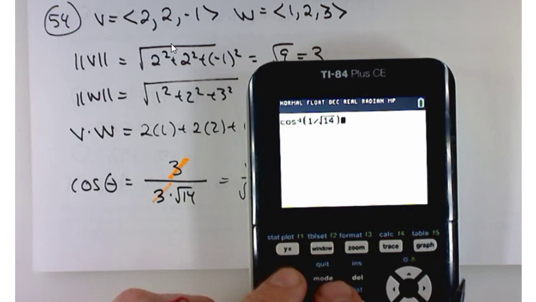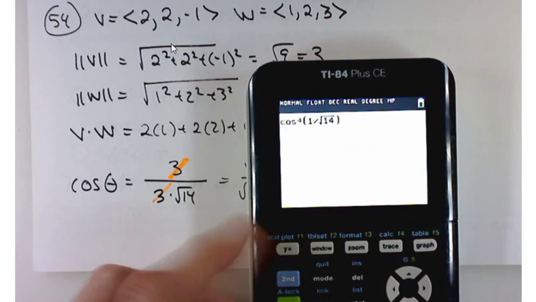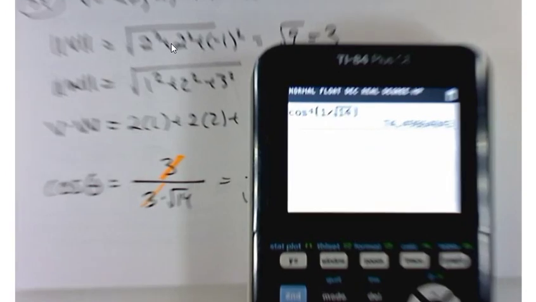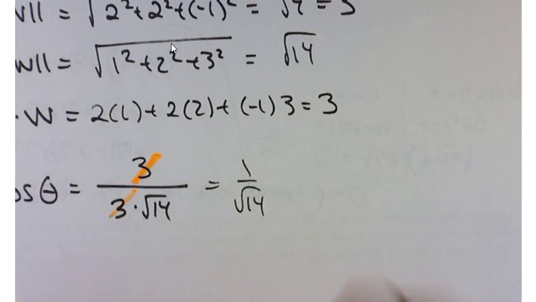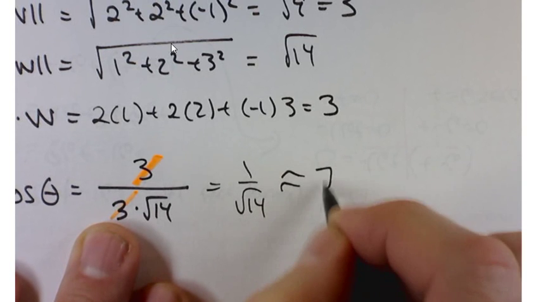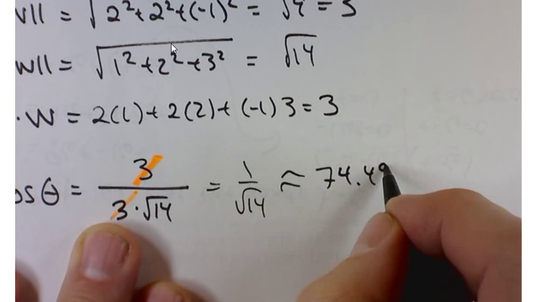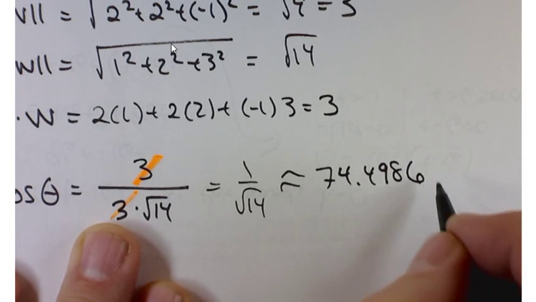And let's put our calculator in radians, or excuse me, degrees. And boom. About 75.5 degrees. And on an exam, I would tell you where I want this rounded.